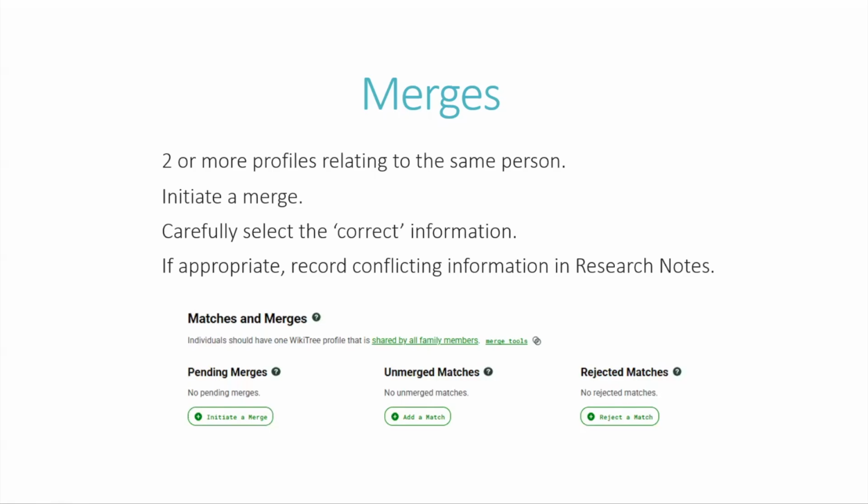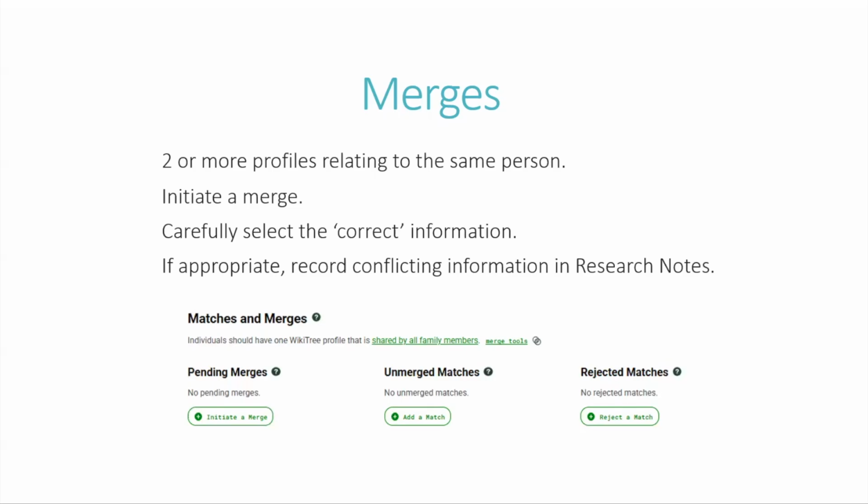Whoever it is between the profile managers, they need to carefully select what I'm calling the correct information, because sometimes there can be conflicting information on the two profiles. And where there is conflicting information, this is where, again, research notes come in. So you maybe select one, but also say there is a possibility that it could be this, and put that into the research notes.